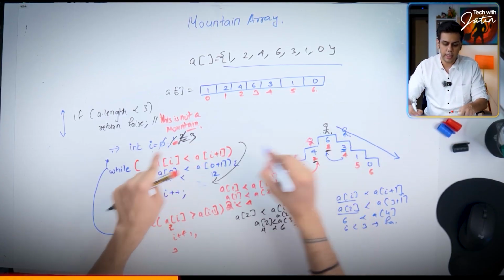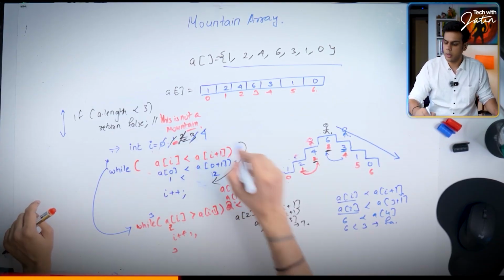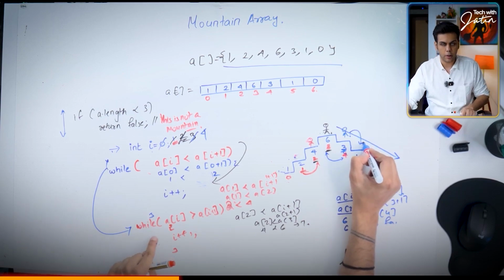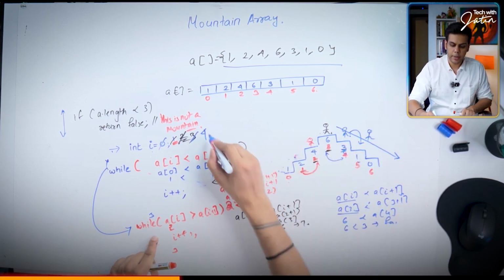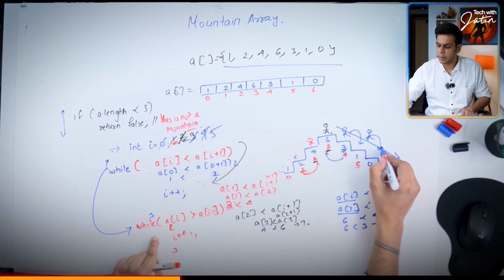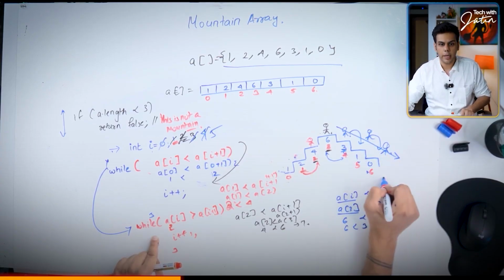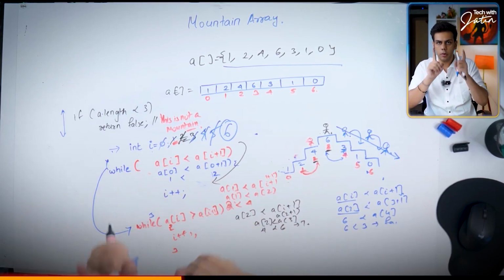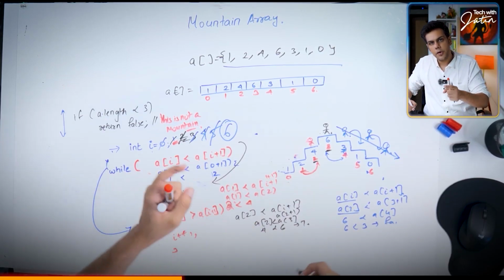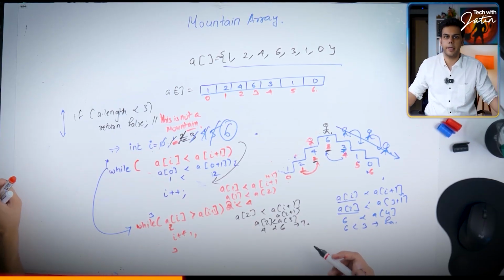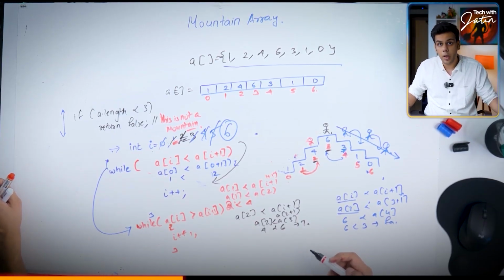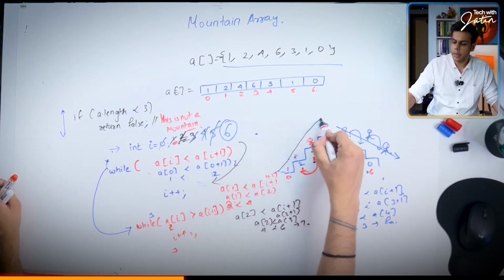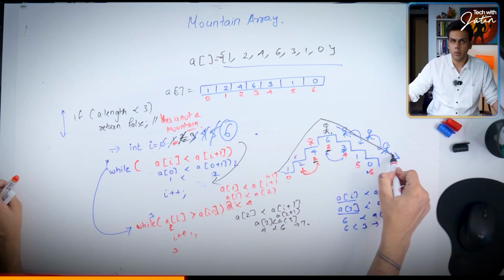I will be incremented. 3 has become 4. Then these two elements will be compared. Again, we are going down right now, right? So again, I will be incremented. We're going to come over here. Again, your I will be incremented. So the thing is, if this was a mountain array, we would be able to climb up and then we will be able to climb down.